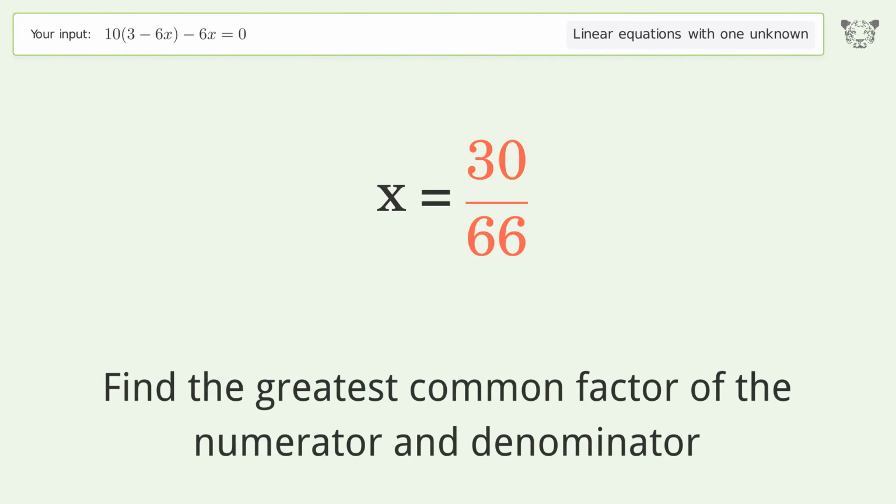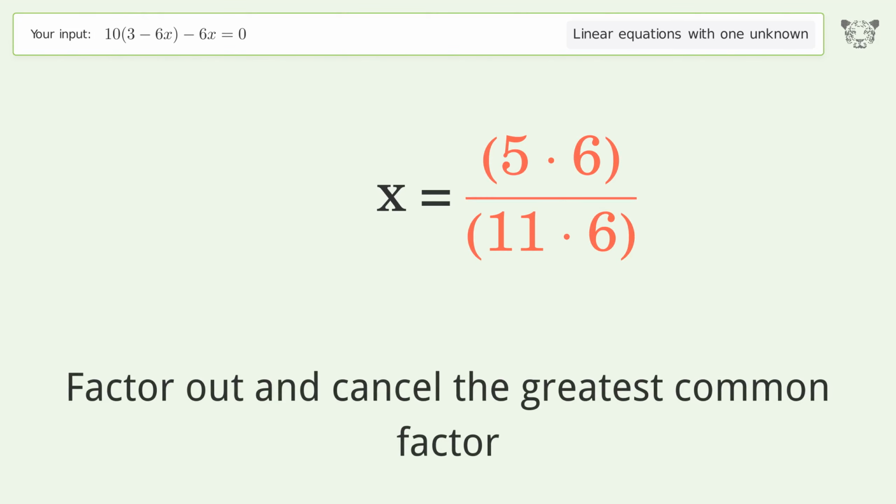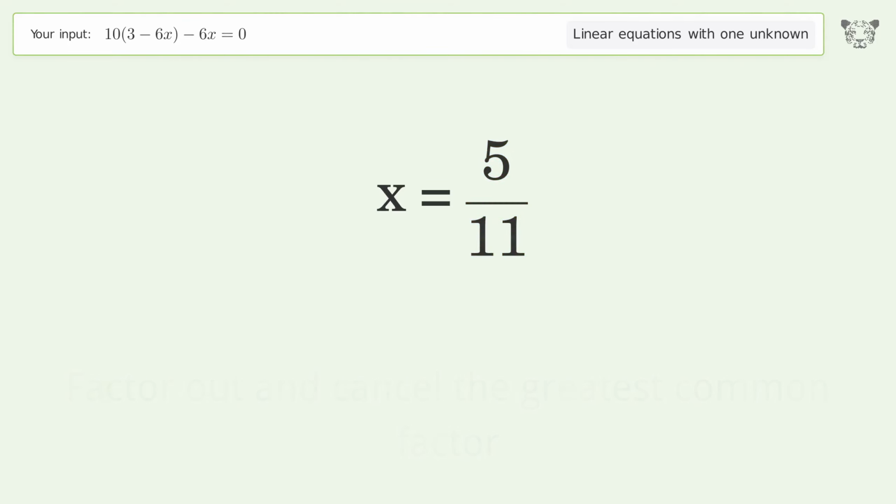Find the greatest common factor of the numerator and denominator. Factor out and cancel the greatest common factor. And so the final result is x equals 5/11.